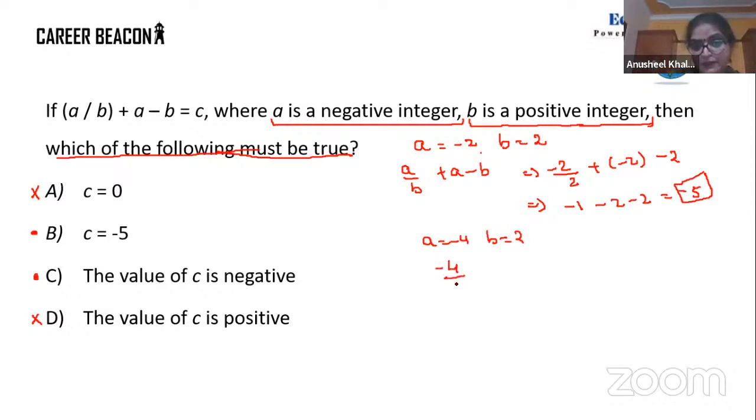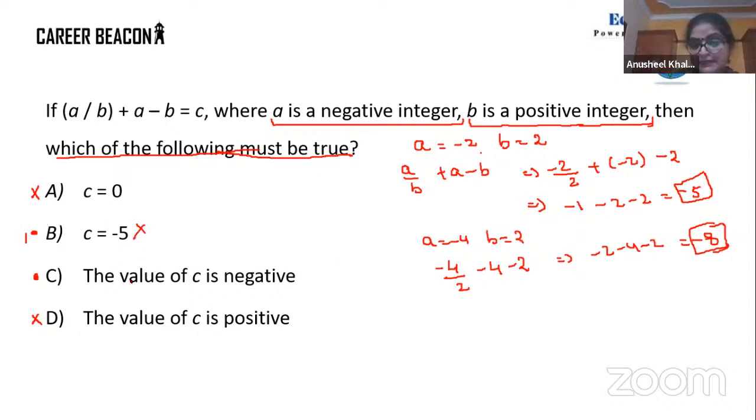So when we do this, -4 by 2, -4, -2. What do you get? -2, -4, -2, so you get -8. Now let's check. This is my target answer. Is C -8? Option B gives me -5, so this is out.